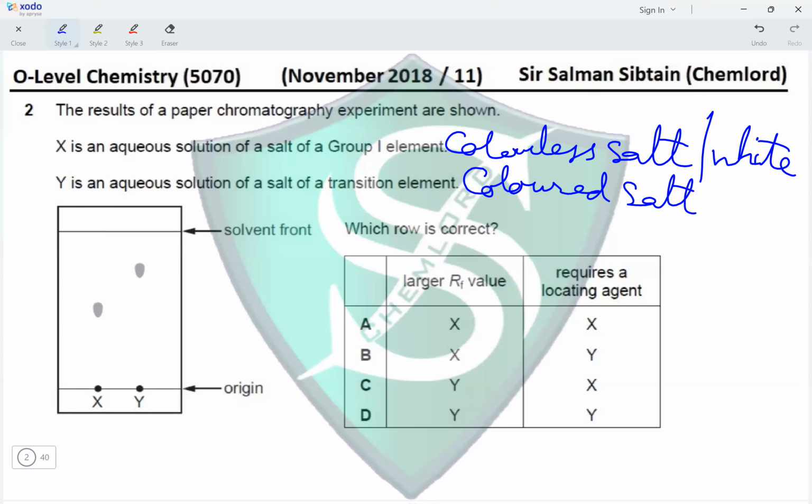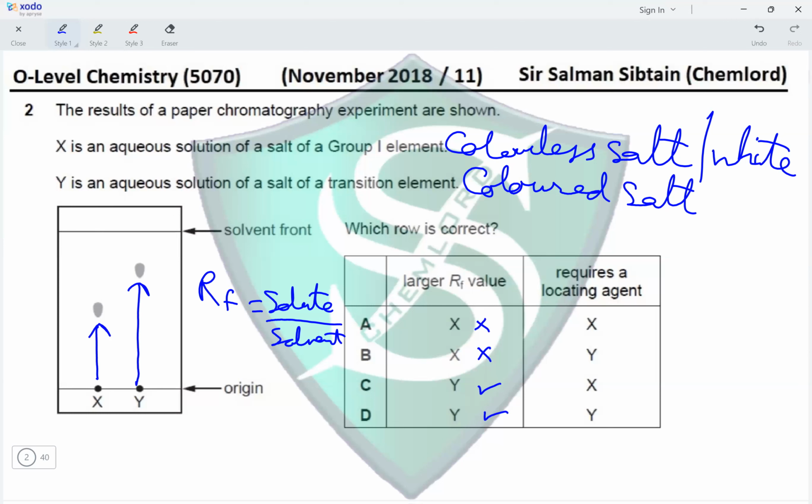So the solvent front is this. X travels a lesser distance compared to Y. Which row is correct? Larger RF value. The RF value is the distance moved by the solute over the distance moved by the solvent. So the distance traveled by Y is greater than the distance traveled by X, so the RF value of Y would be greater than X, eliminating options A and B.